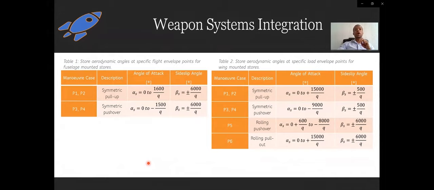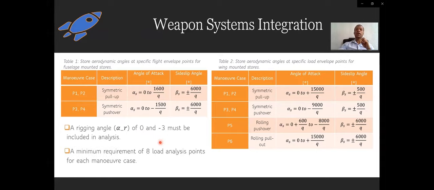The given tables show how maneuver cases are constructed for specific flight envelope points for fuselage mounted stores and wing mounted stores. And as can be seen for the symmetric pull-up maneuver, an array of store angles of attack is prescribed for a positive and a negative side slip angle. A rigging angle of 0 and negative 3 must also be included in analysis. So this amounts to a minimum of 8 load analysis points for each maneuver case. And one can quickly appreciate that an extensive load analysis is required to determine a comprehensive load matrix.